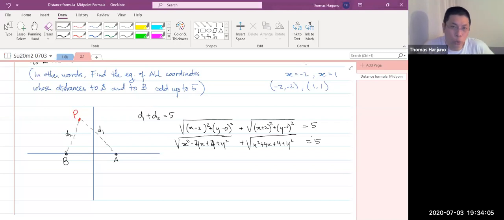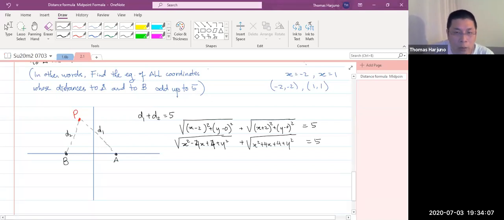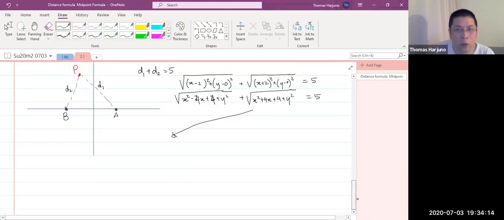Now, what we will do is we will isolate one of the radicals. So you see that for you to be able to do this, you should have practiced from yesterday.